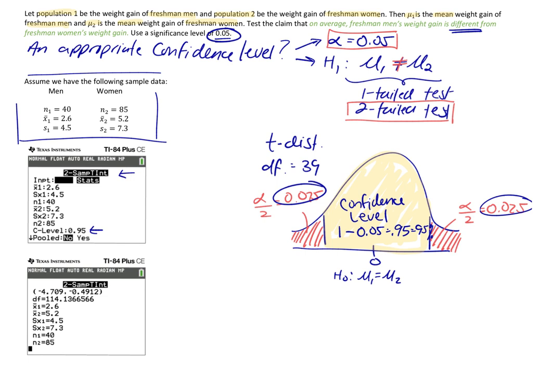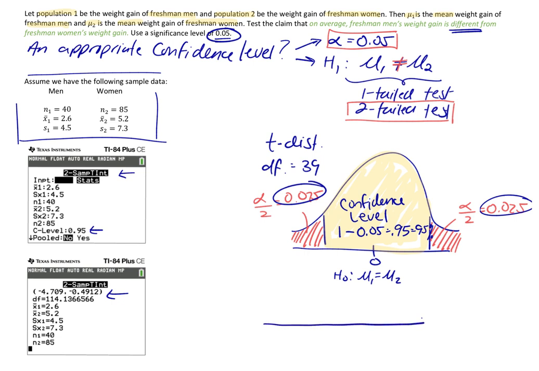So the results of the two sample t interval, you'll see down here, we get this confidence interval, which is telling us that the limits of the difference between men's weight gain and women's weight gain is anywhere between negative 4.79 to negative 0.49. So we are 95% confident that the difference in the mean weight gain between men and women is between these confidence limits.